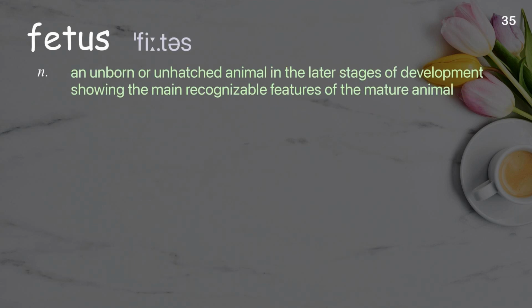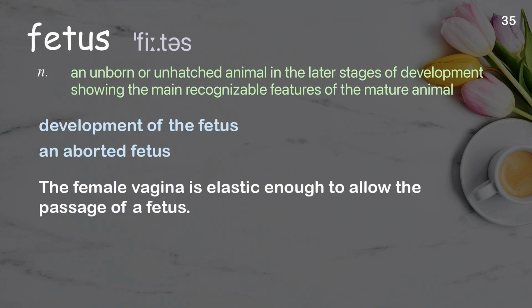Fetus: an unborn or unhatched animal in the later stages of development showing the main recognizable features of the mature animal. Examples: development of the fetus, an aborted fetus. The female vagina is elastic enough to allow the passage of a fetus.